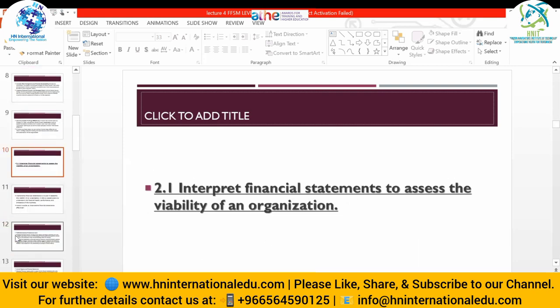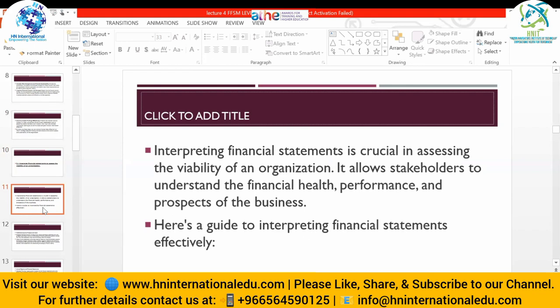Assessment criteria 2.1. Interpret financial statements to assess the viability of an organization. What is interpretation itself? Interpretation is a detailed explanation of the financial statements, and we know financial statements are the income statement, balance sheet, and the cash flow statement. And in this, we're going to assess the viability of an organization, how it depicts the performance of the organization.